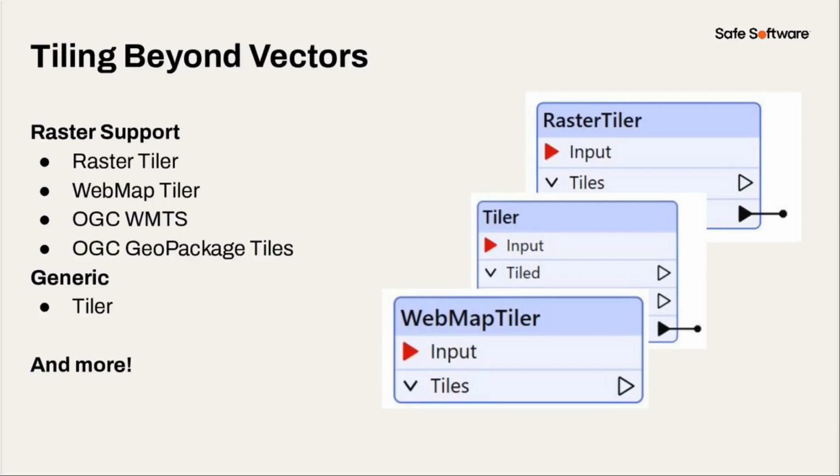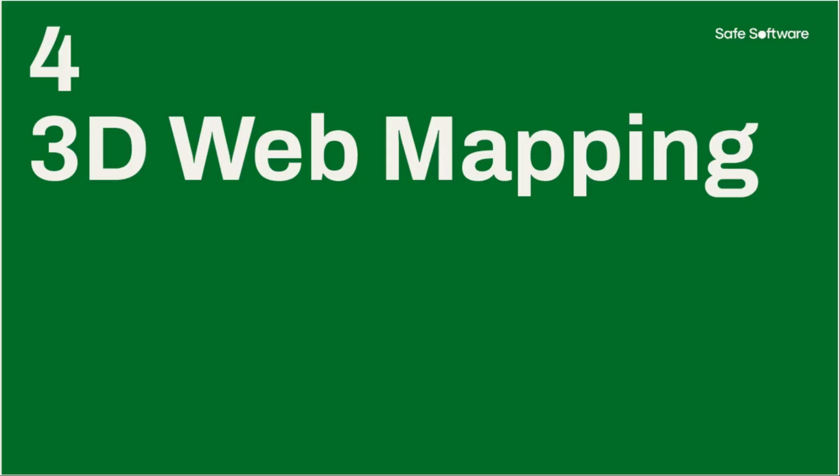So beyond vectors, we also have a variety of raster tile transformers like the raster tiler and the webmap tiler. Additionally, we have an OGC webmap tile service reader and writer and an OGC geopackage tile reader writer. And then we also have a generic tiler that works for rasters or vectors. And we support even more tile formats like 3D, which Sinai is going to talk about more. Off to you, Sinai.